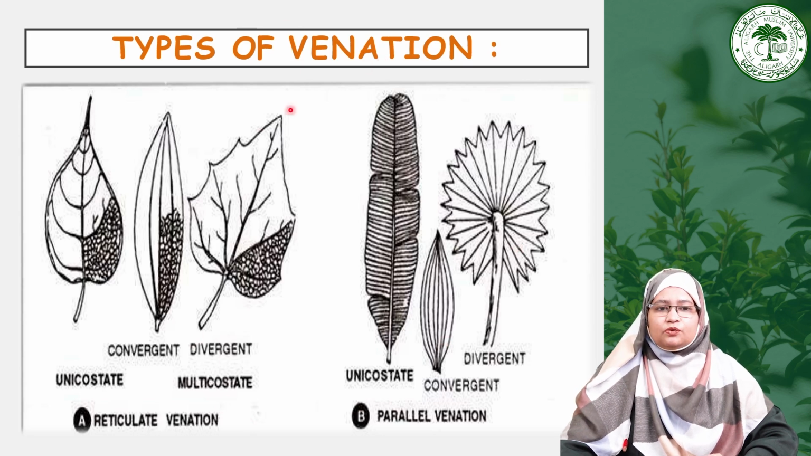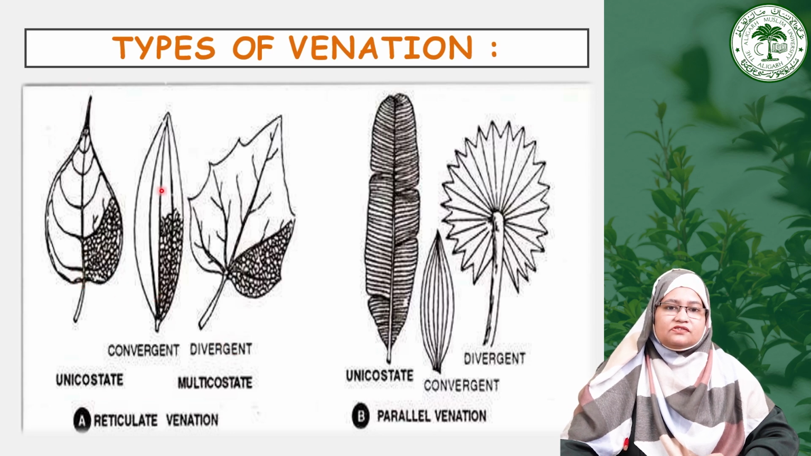Now, let us see the types of venation present in the leaf. Generally there are two types of venation. First is termed reticulate venation and the next is termed parallel venation. Reticulate can be unicostate or multicostate. In multicostate, you can see multiple veins arising from this particular region; this one is convergent and this one is divergent type.